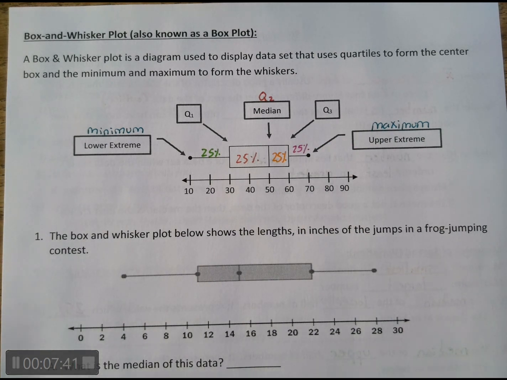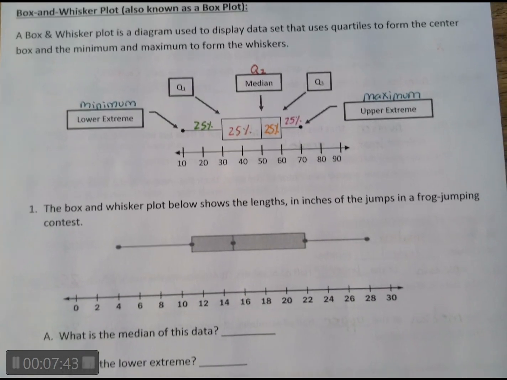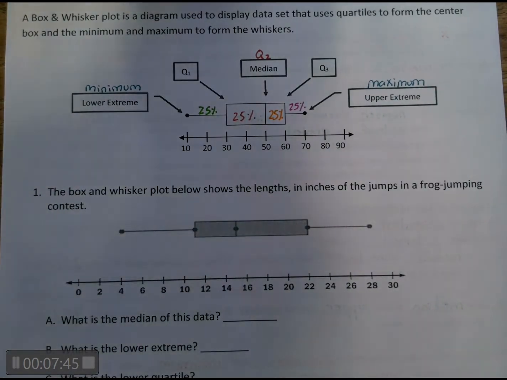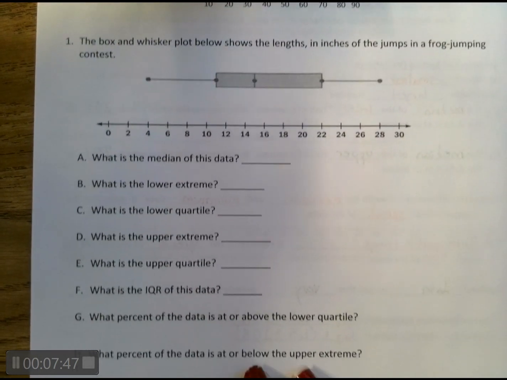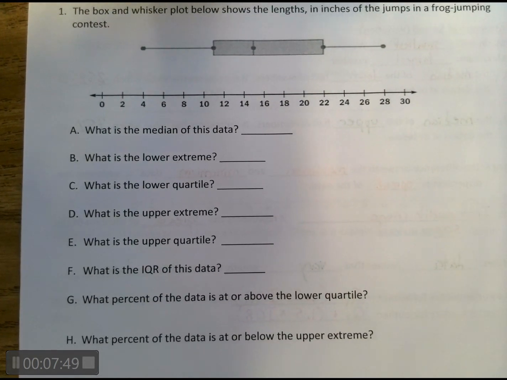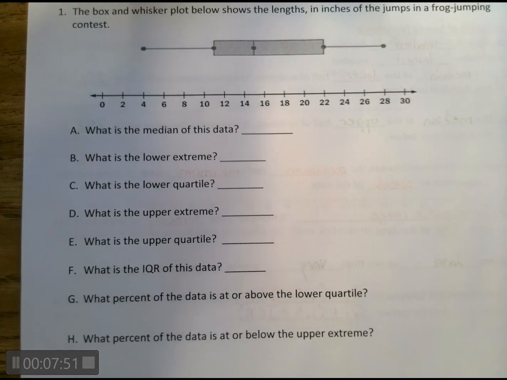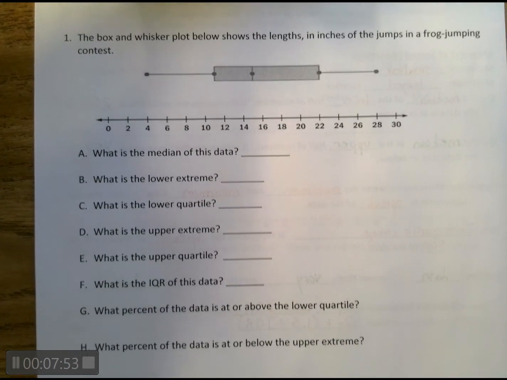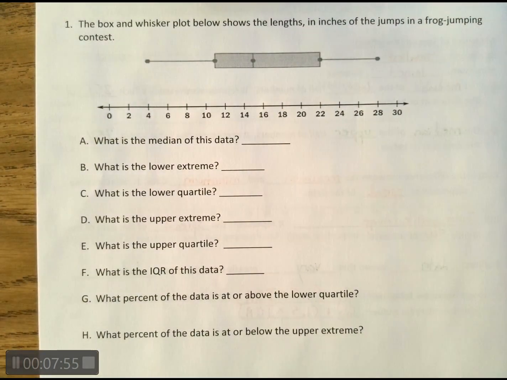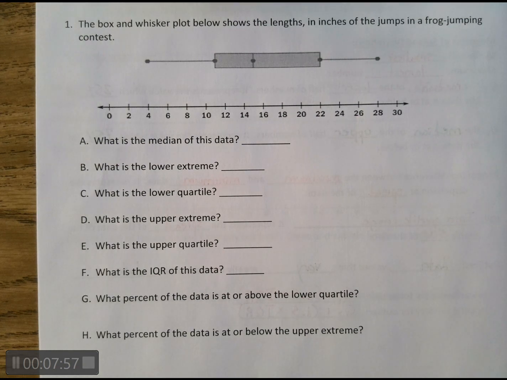Alrighty. So now, let's take a look at our first example. I'm getting all the questions. I wasn't sure if I could fit everything on here, but I can. Okay. So the box and whisker plot below shows the lengths in inches of the jumps in a frog jumping contest. So, the very first thing that it asks us is, what's the median of this data?